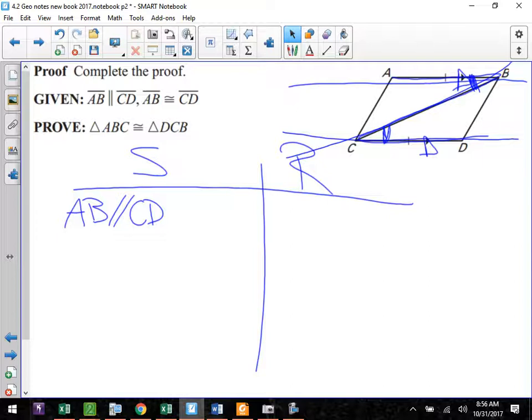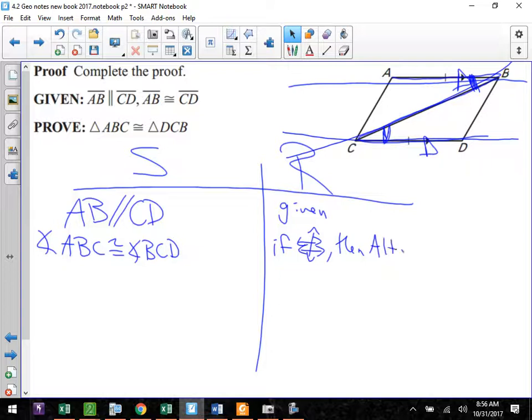So when I write that out, I can say that angle ABC is congruent to angle BCD, given. And here's how it looks when you write out your reason for this. If two parallel lines are cut by a transversal, then alternate interior angles are congruent. It's that whole definition that we used last chapter.